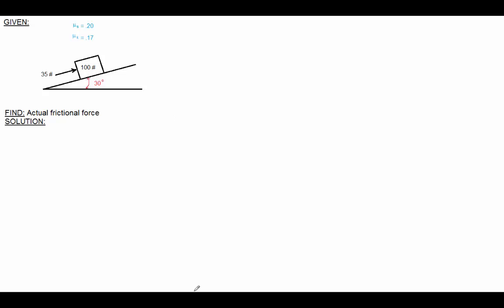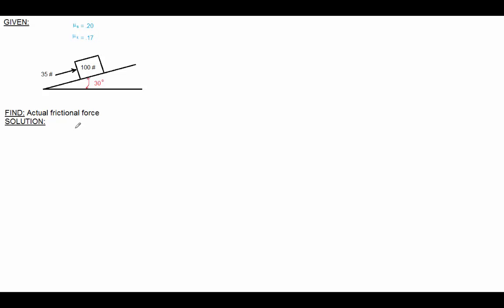In this problem, you are given an object, a box that's sitting on an incline of 30 degrees, and a force of 35 pounds that's pushing against its downward tendency. The find statement asks you to look for the actual frictional force. We're also given that the coefficient of static friction is 0.2 and the coefficient of kinetic friction is 0.17.